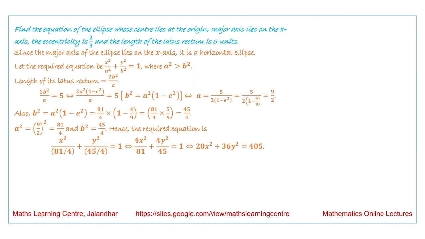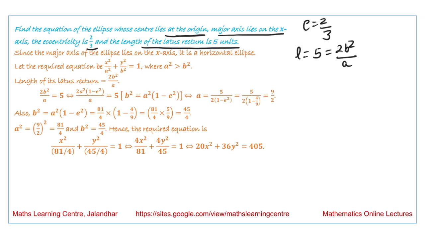Next is find the equation of the ellipse whose center lies at the origin, major axis lies on the x-axis, the eccentricity is 2 by 3. The length of the latus rectum is 5 units. Length of the latus rectum, the value of L is given to be 5, and this is equal to, we know, 2b square by A. And the formula for eccentricity, we know, is equal to C by A.